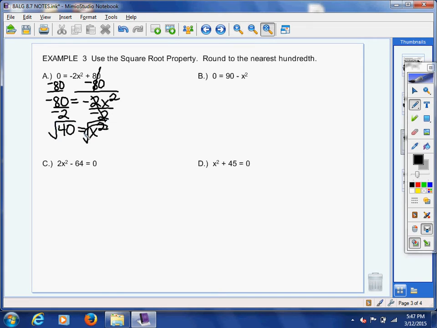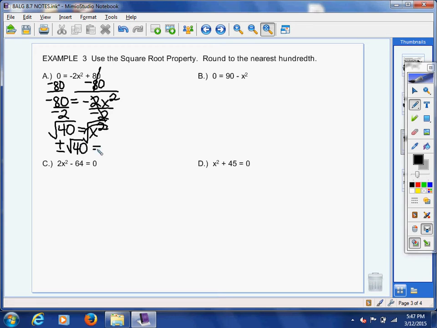To undo a square, you're going to just square root each side, okay? So I know my answer is going to be positive or negative square root of 40. So the exact answer is positive or negative square root of 40, but if I want to estimate my answer, then what I want to do is take my calculator and actually plug in the square root of 40. And when you plug that in, just round to the nearest hundredth.